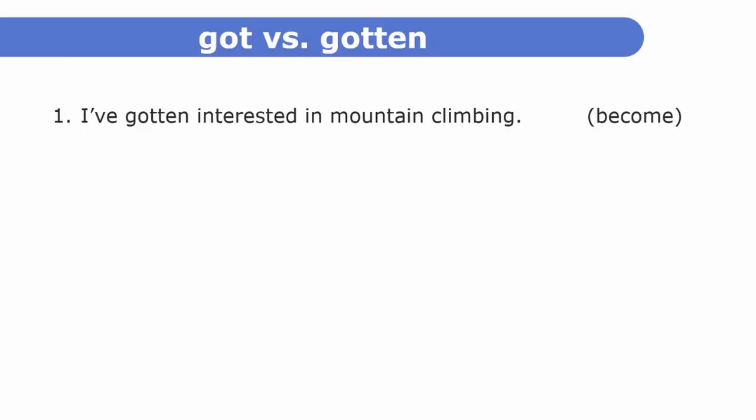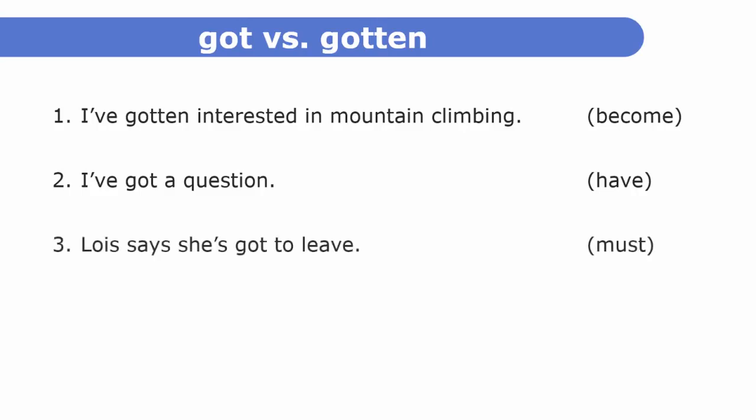I've gotten interested in mountain climbing. Can you see why we're using gotten here? We're using it because I'm saying I've become interested. In the second example, I've got a question. Now this is in American English. We're using got, or rather have got, to mean have. I have a question. And in the third example, Lois says she's got to leave. Here, got to means she has to leave or she must leave.